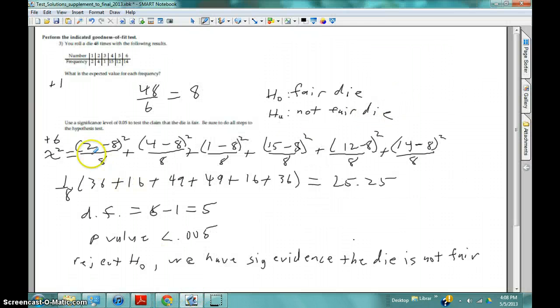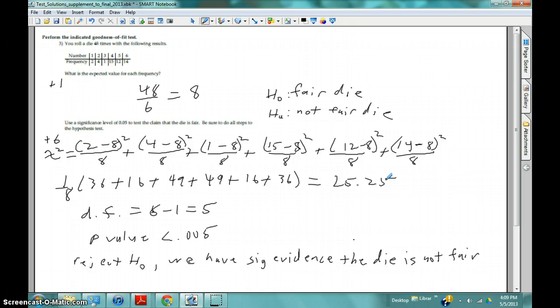So if we go back here, we observed 2 occurrences of a 1. It should have been 8. So (2 minus 8) squared, divided by what we expected, which was 8. All these are expected to be the same, so they're all over 8. So just observed minus expected squared, observed minus expected squared. I did that all here, and you get a chi-squared statistic of 25.25.